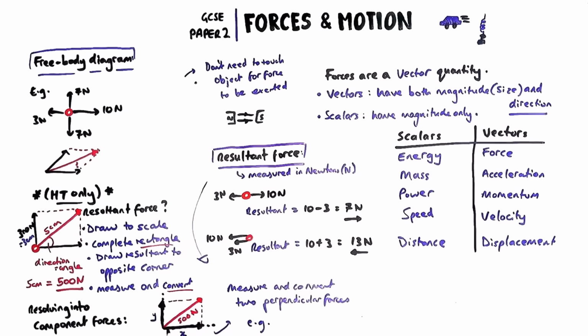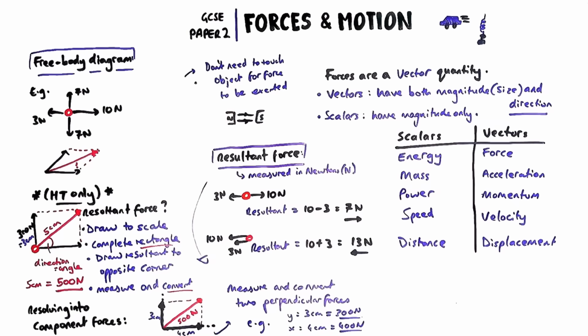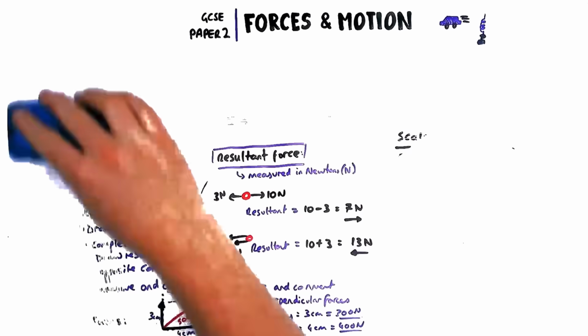So here, using the same example as before, my Y force going vertically is 3 centimeters, meaning it's 300 newtons, and my X force, going horizontally, is 4 centimeters, so 400 newtons. So I've split, or resolved, my resultant force into two perpendicular components.